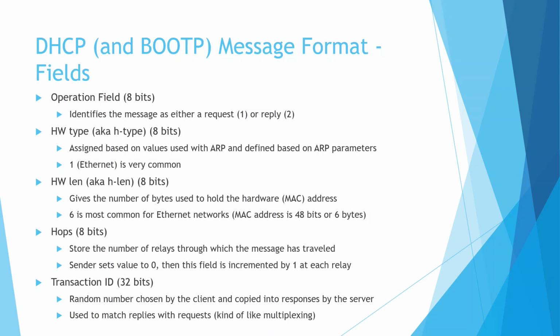And then we have hops, which is going to be another 8 bits. That's where we're storing the number of relays through which the message has traveled. One thing we're going to get to later in this lecture is the use of DHCP relays. Now, if you recall, I mentioned that we use broadcast messaging to facilitate the DHCP negotiation process. And again, by default, routers are going to drop that type of traffic.